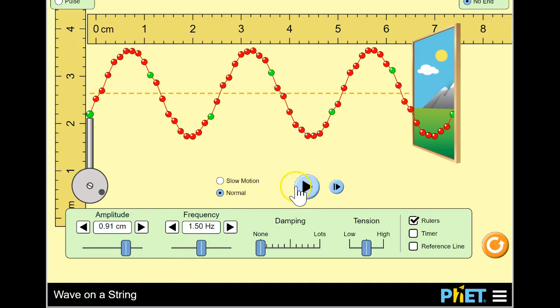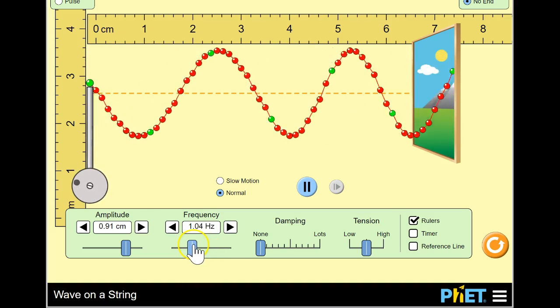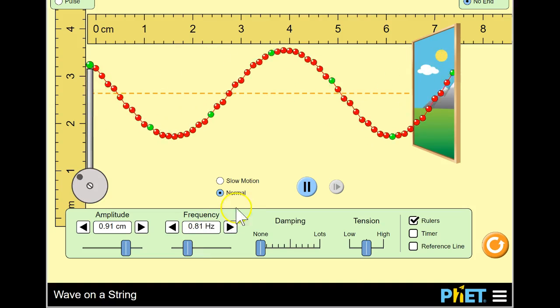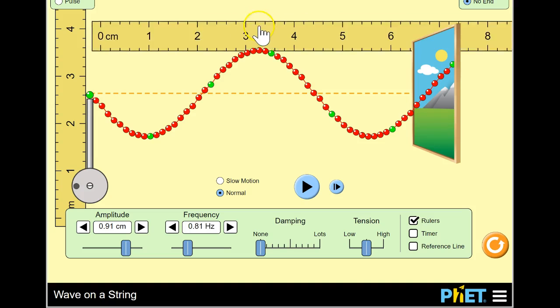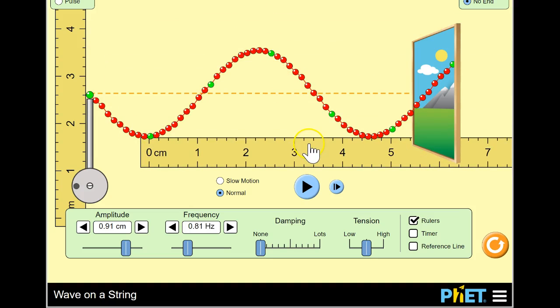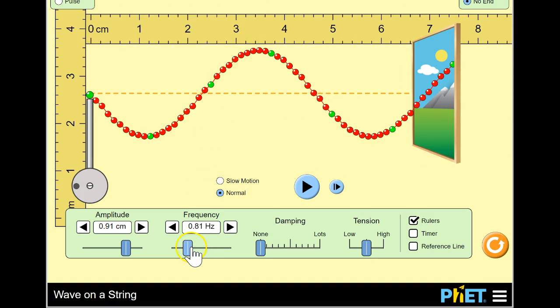Okay, so now we're going to try a change in frequency. Let's reduce the frequency. So we have a lower frequency. Notice what happened to the wavelength. Well, I need to see a whole wave here. So we'll go down here and measure trough to trough. So this is about 4.5 centimeters now. So what we see is the frequency decreased and the wavelength increased. Keep in mind that frequency and wavelength are always opposite of one another. If one increases, the other one is going to do exactly the opposite.